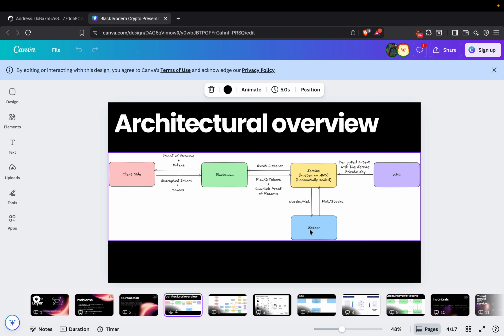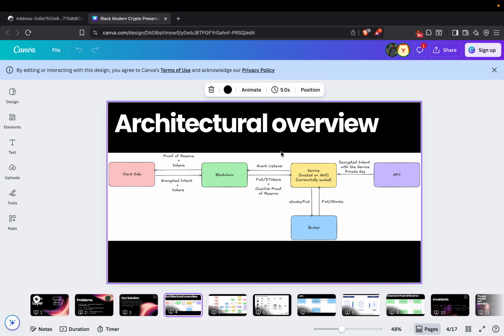Once the order is fulfilled by the brokerage, the backend gets the event, and then sends a transaction over the blockchain with a fulfilled request, and then the blockchain mints an equivalent amount of the tokens to the user. That token basically represents the ownership of the user to the underlying asset that has just been bought over the brokerage.